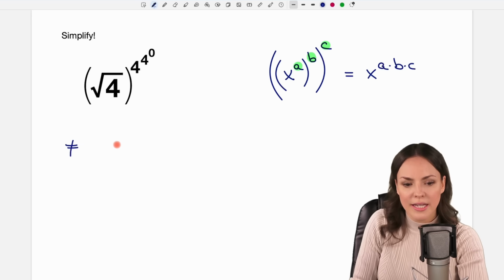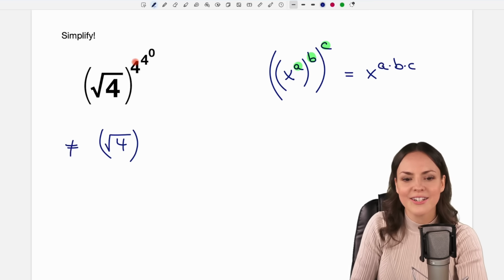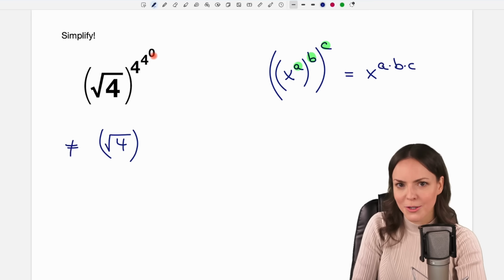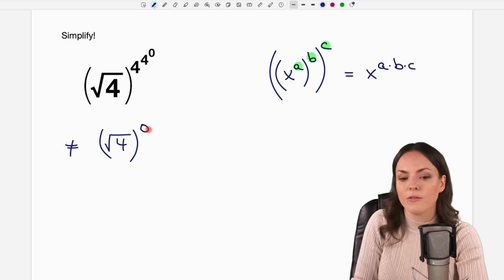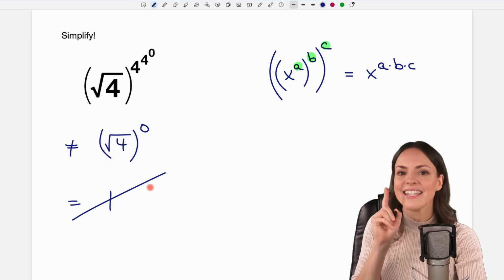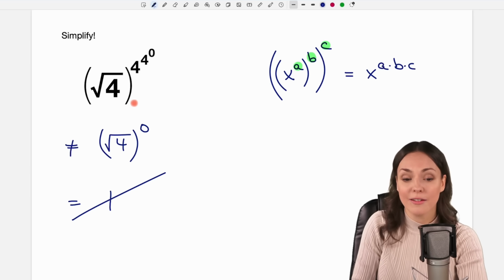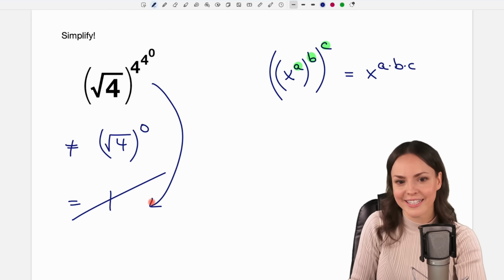We would take the base, the square root of 4, and then as an exponent, we just multiply the exponents here. So we have 4 times 0, which just equals 0. And then we have something to the power of 0, and that is always just 1. This is not correct, so don't do that. But the interesting thing is that if you type this into your calculator, so I did it, and guess what? I got this result here, the wrong result. So I can't rely on my calculator here.